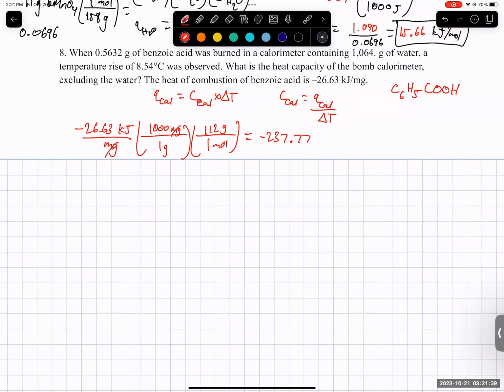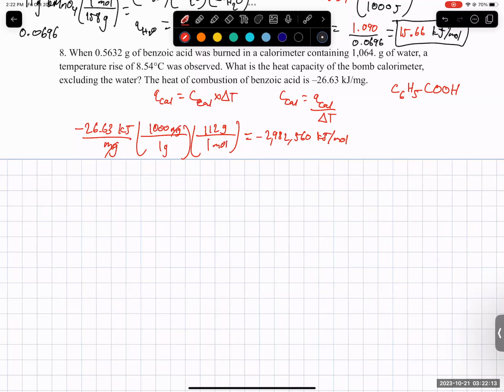Negative 26.63 times 1,000. Then this is times 112. And if you do that, your units here should work out. Because you do get negative 2,982,560. And this is in kilojoules per mole. All I did here was really convert the kilojoules per milligram to kilojoules per mole. So 1,000 milligrams in a gram, and then multiply by the molar mass.